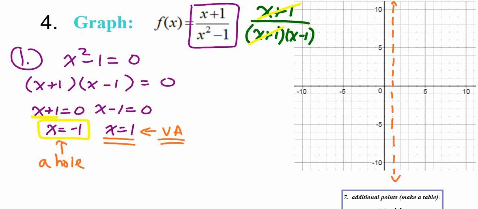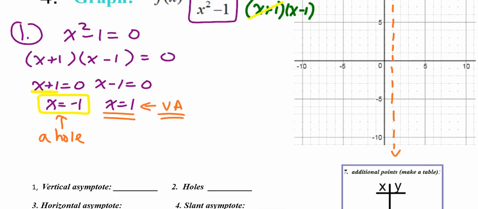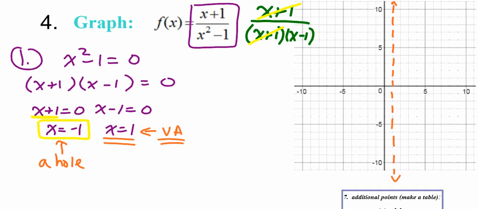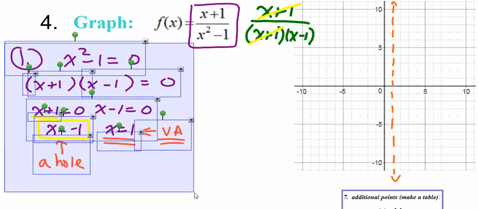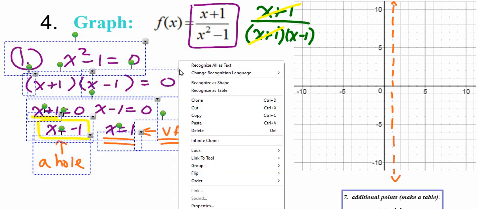We've got a hole. Let's see. Let's go ahead and move on. Man, I write so big. I don't have any room to find anything else. So I guess I'm done. Let's find our horizontal asymptote in just a second.